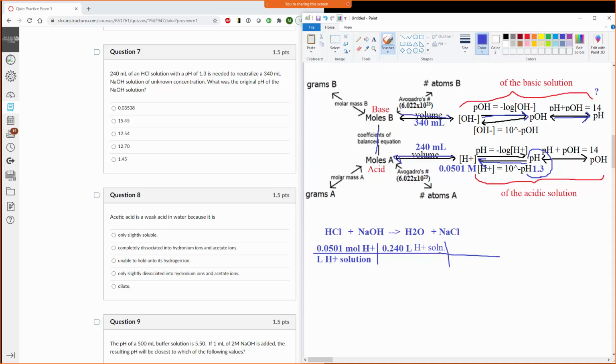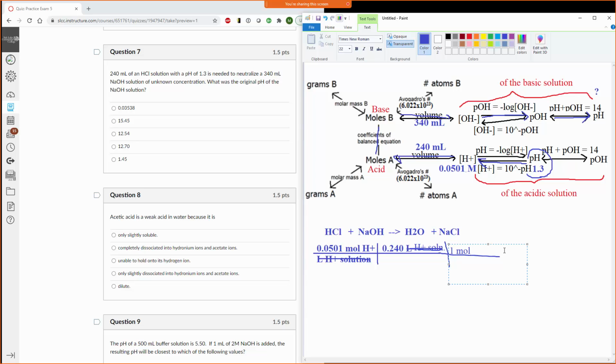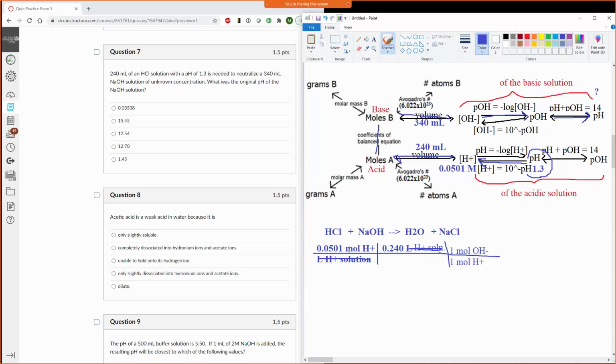All right, so my liters of my hydrogen solution cancel. And I'm left with moles of the acid, which is just where I was hoping I would be. And as you guys have noted already, it's a 1-to-1 ratio here. So we're going to put 1 mole of NaOH or OH minus for every 1 mole of my H plus. Right, both of these are strong. This is a strong acid, strong base. They dissociate completely. And my moles of H plus cancel.